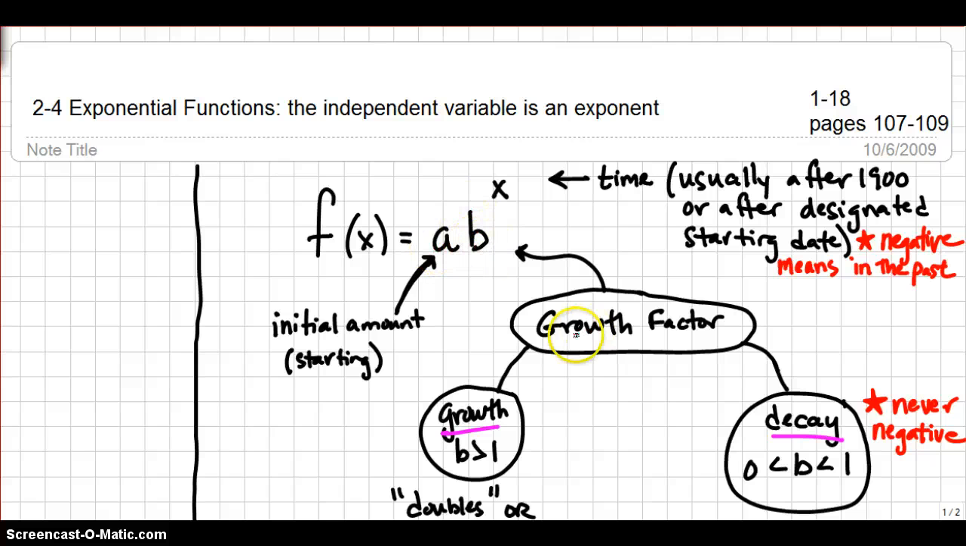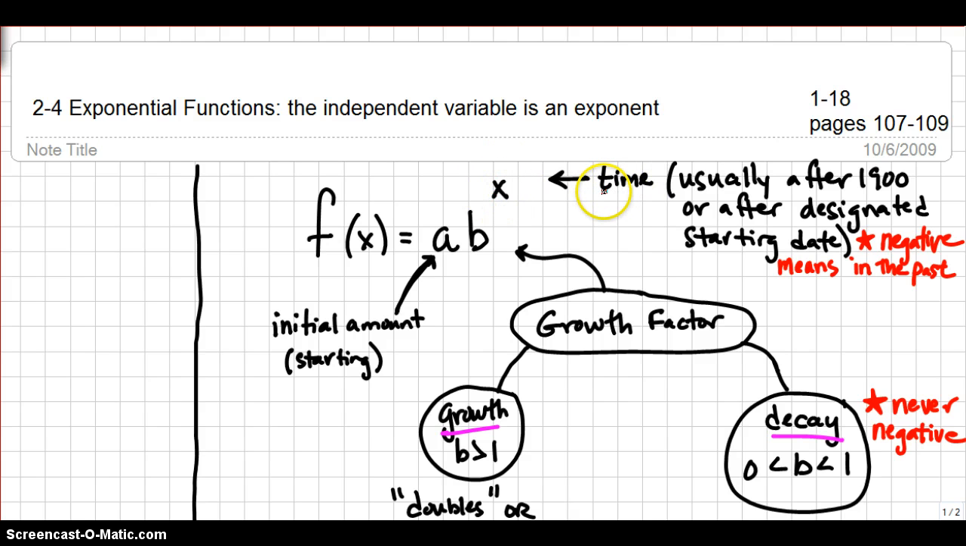The b value is referred to in general as the growth factor, but know that the growth factor may be increasing or decreasing the amount as we go. If the b value is a number greater than 1, it will be a growth situation or an increasing situation. If the b value is less than 1 but not negative, then it will be a decay situation, which means it's decreasing. The exponent is typically going to represent time.